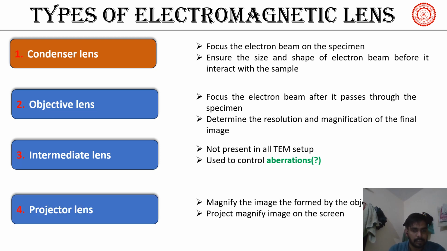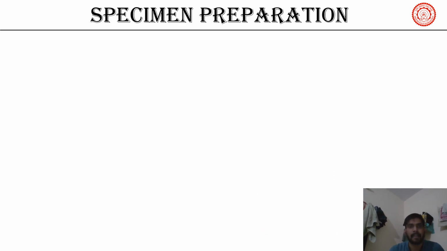And the fourth one is the projector lens. This lens magnifies the image formed by the objective lens and projects that magnified image on the screen. Basically, the name also conveys that this is a projector lens, to project the magnified image on the screen. Now, how have we prepared the specimen?